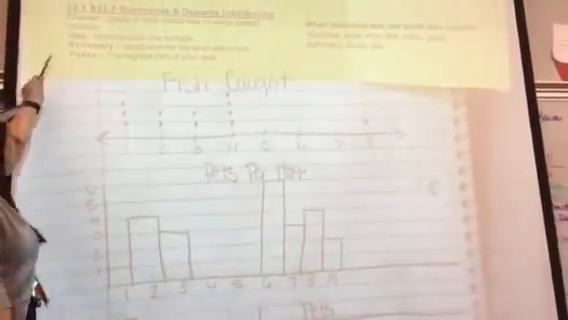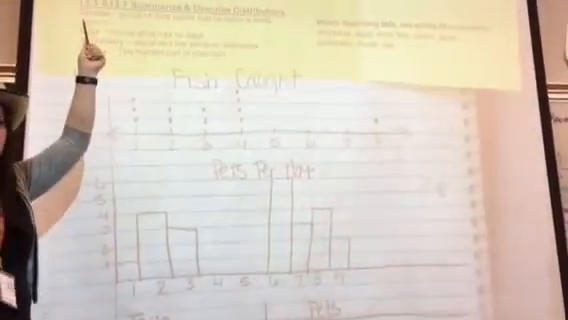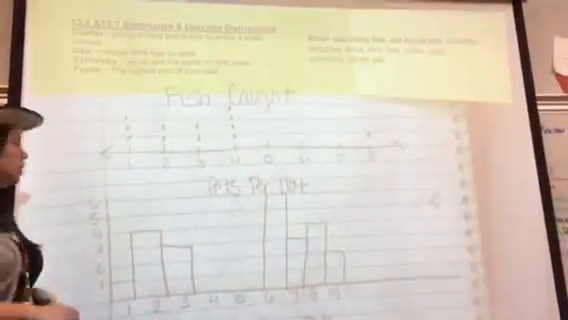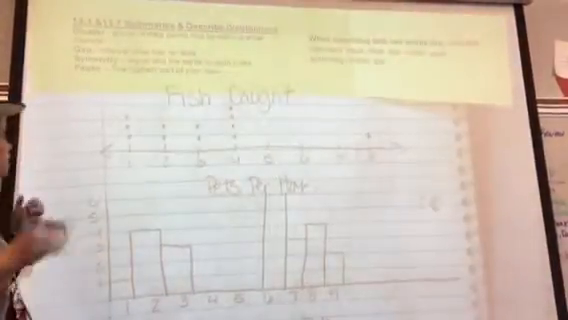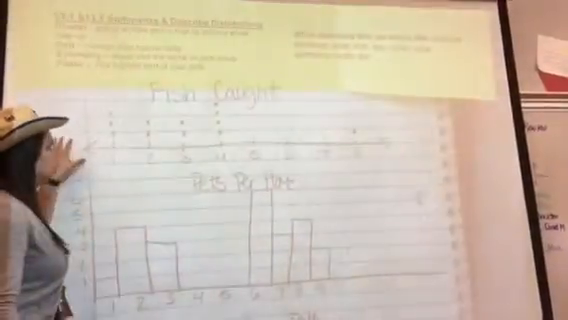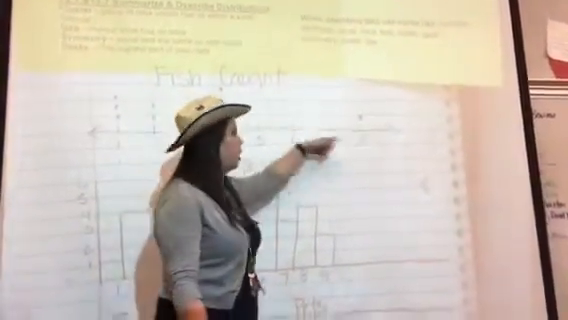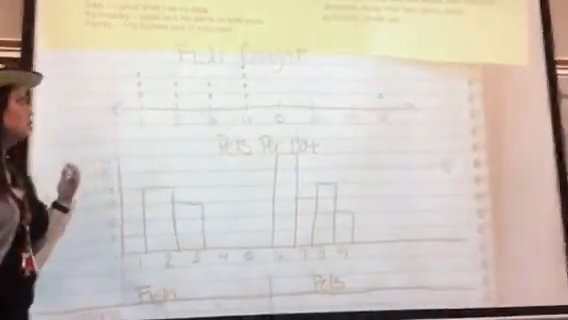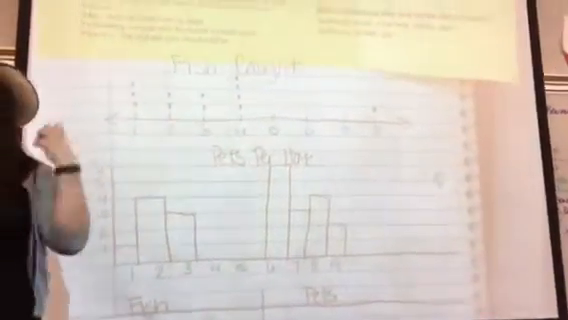If you look, our very first word up here is what? Cluster. A cluster is a group of data where all the points are close together. I want you to look at this dot plot first. It's fish that were caught, and we're looking for data that is kind of grouped together.